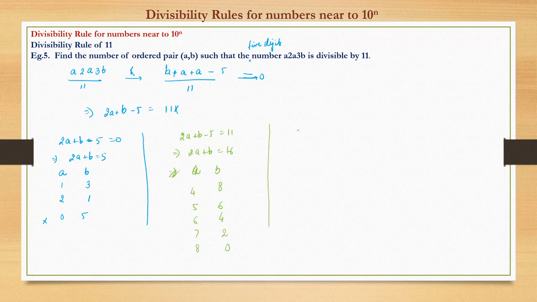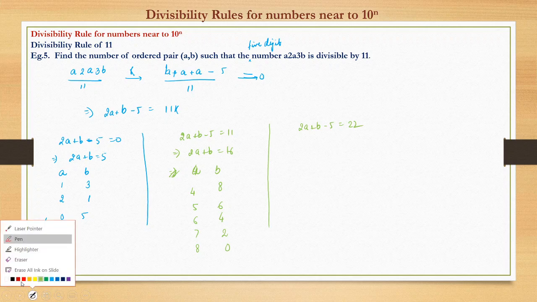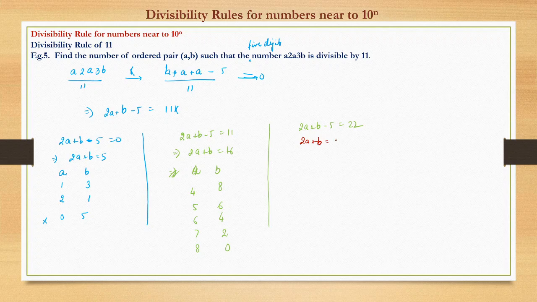Then I take third case. 2a plus b minus 5 is equal to 22. So here it becomes 2a plus b is equal to 27. So now a, b cases are, if a is equal to 4, not possible. 5, then also not possible. Let's try with a is equal to 9. So 18, b is equal to 9. That's the only case possible. Otherwise, nothing possible. So what are the possible pairs of a and b?